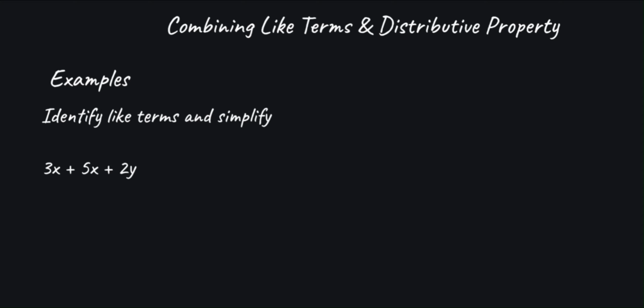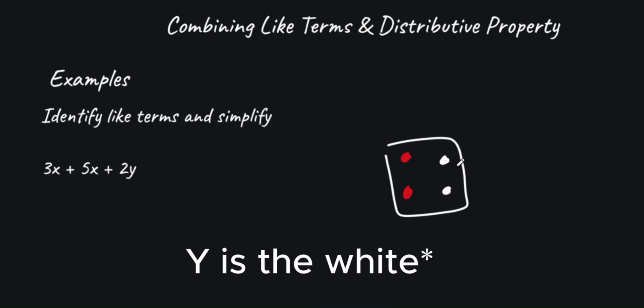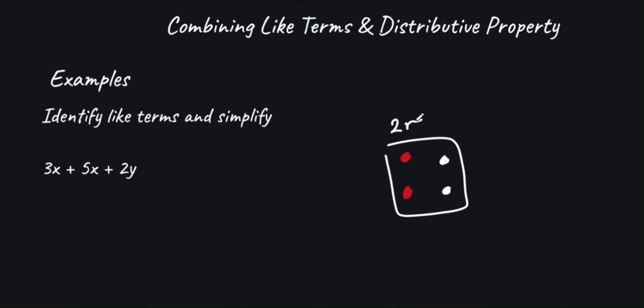Okay, here's the question. Let's identify the like terms and simplify this. We have x and we have y. They need to be the same variable for them to be like terms. And a good analogy I give is if you have two red balls and you have two white ones, would you say that you have four red balls or four white balls? No, because they're not the same, right? We can't combine two things that are different. And that's the same thing with x and y. Imagine x is the red and y is the blue, right? So here we can only say we have two red and two white, correct?